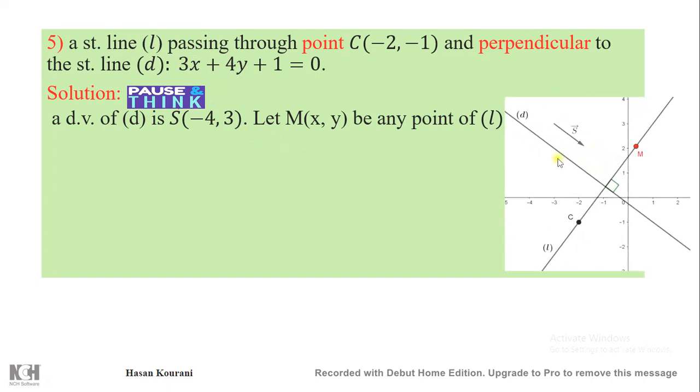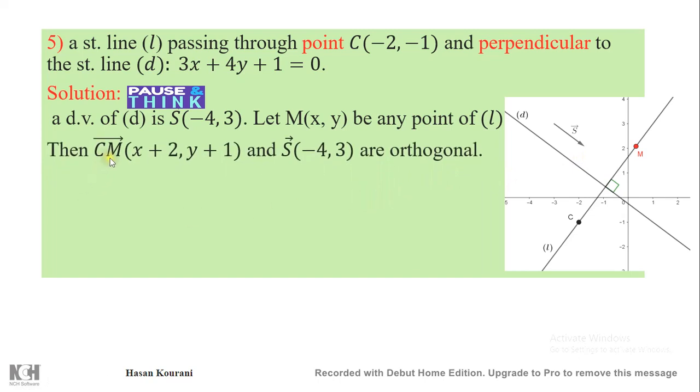See, in this figure, a straight line L is perpendicular to D and passes through a fixed point C of known coordinates. Again, we let M be a variable point on L of general coordinates x, y, as you see. Think about what relation we have between the vectors CM and the direction vector. From the perpendicularity of these two straight lines, we can notice that the vectors CM and the direction vector are orthogonal. So we can easily find the coordinates of CM and the direction vector.